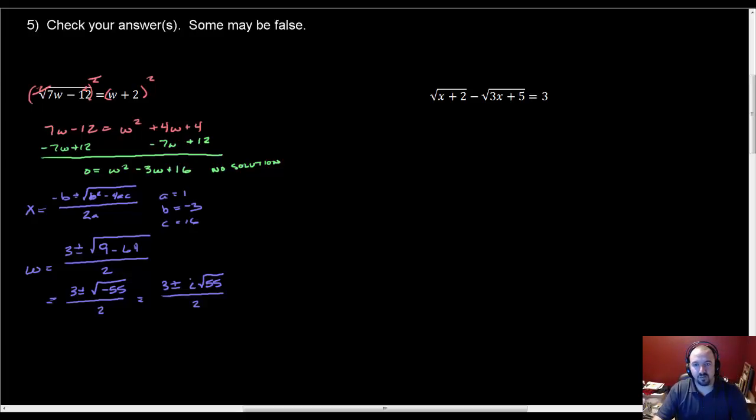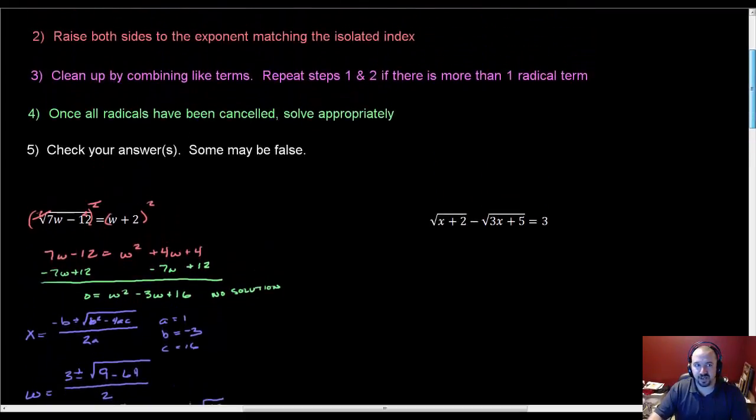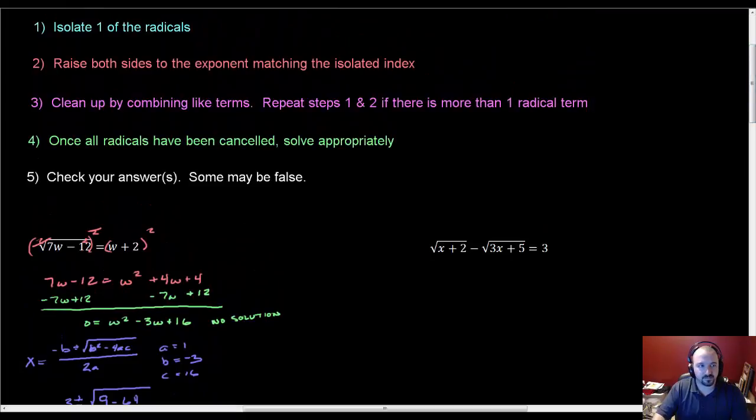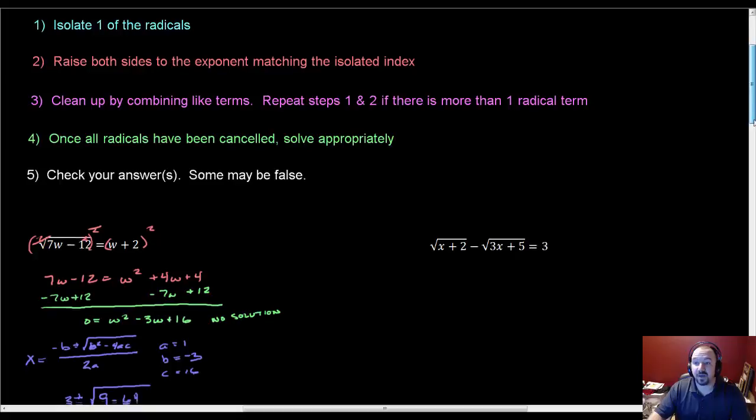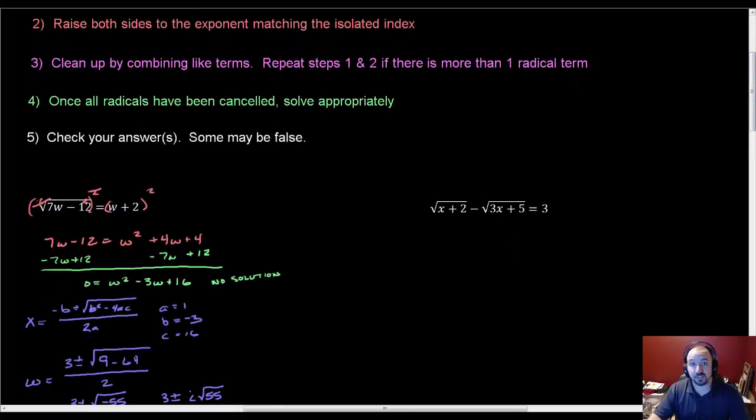Okay, so we're going to move on to this next one. As far as where we are sitting, it's no solution. So now we move on to the next one, and we do have to go up and use that very, very first thing. And so we isolate one of the radicals. It does not matter which one, just as long as you isolate one of them. So I'm going to add root of 3x plus 5 to both sides. Root of 3x plus 5.